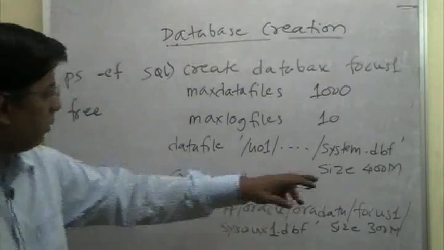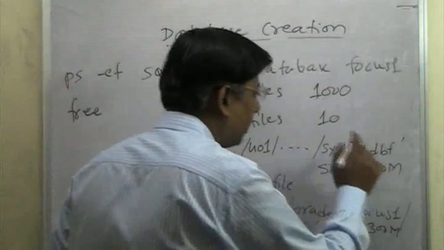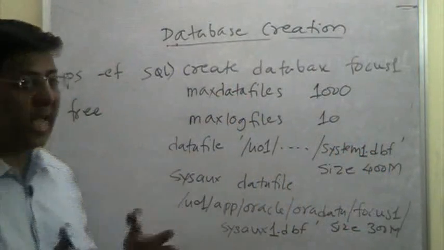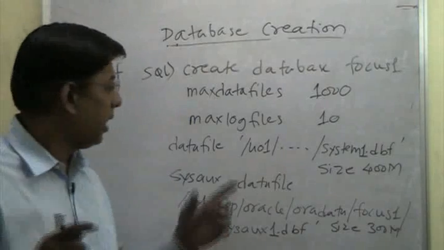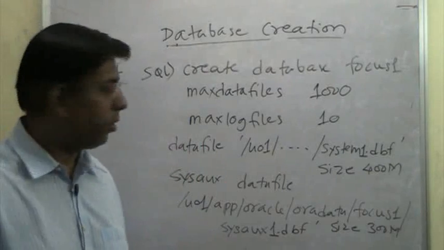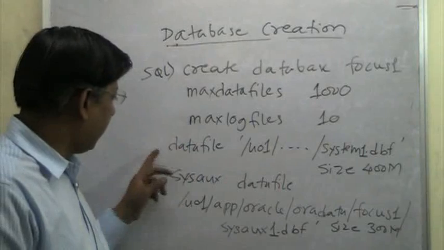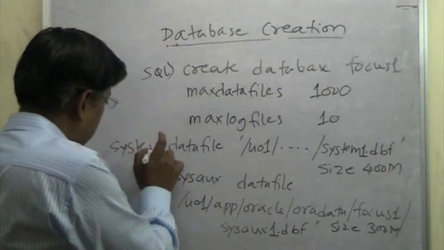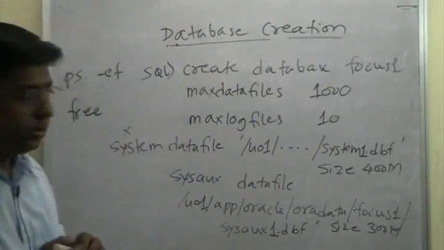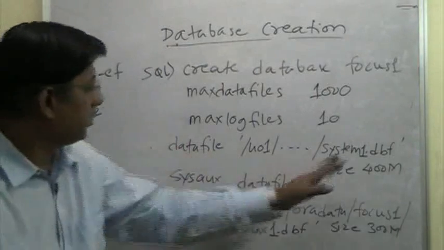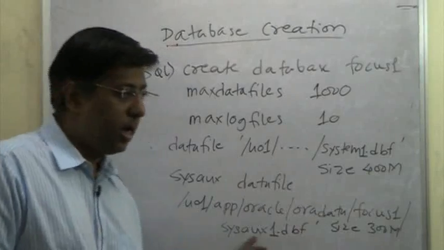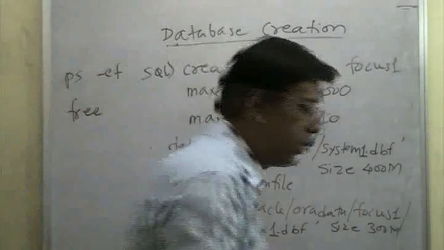I can do the same thing over here: system1.dbf, and the next file that I may add a little later, if the size of the system tablespace has to be increased, I will call system2.dbf. So for the data file, you don't write system here. You just say data file, and this is the system tablespace, sysaux, and sysaux's data file is here. And now we have the other two things, which are temporary and undo.